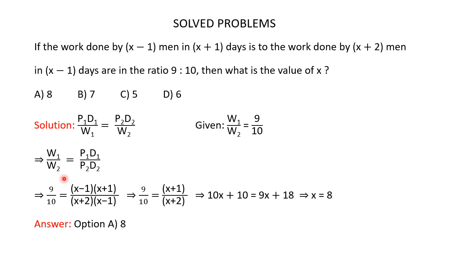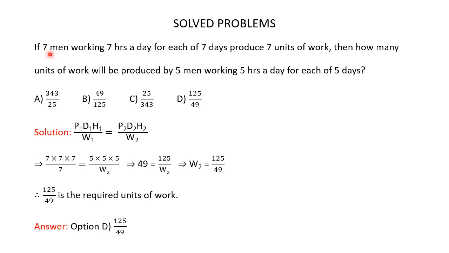Substituting all these values in this formula we get 9 by 10 is equal to x minus 1 multiplied by x plus 1 divided by x plus 2 multiplied by x minus 1. This x minus 1 and x minus 1 gets cancelled. So we get 9 by 10 is equal to x plus 1 divided by x plus 2. On cross multiplication and solving, we get x is equal to 8. The correct answer is option A, 8.